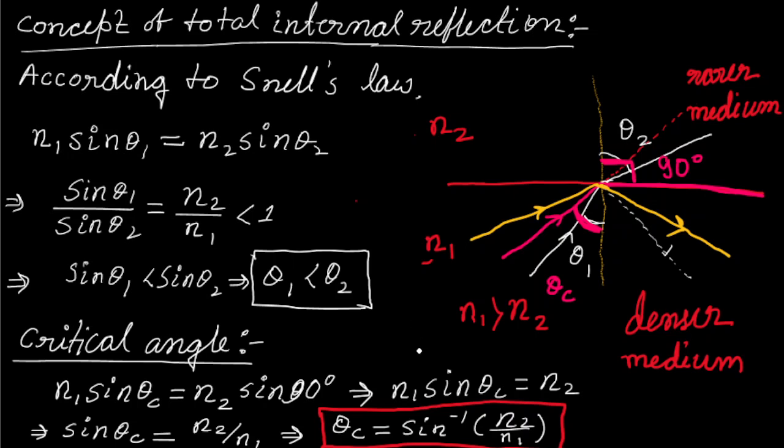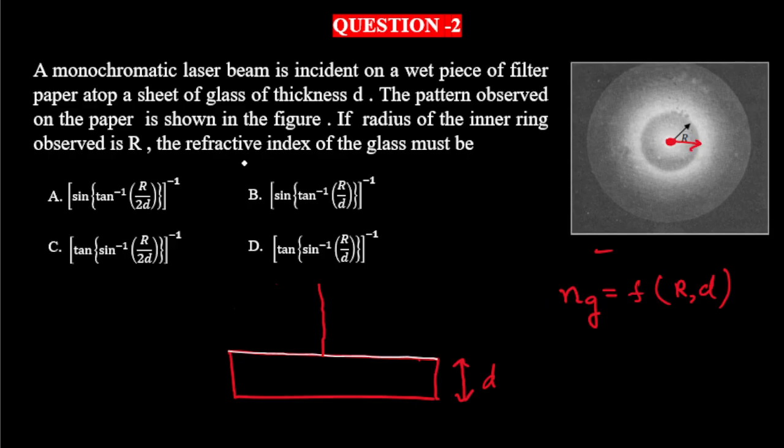So to solve this problem, we have to remember these two conditions, the concept of total internal reflection, when total internal reflection will take place, and what the value of the critical angle is at an interface of two media. Okay, then let's try to understand how this concept of total internal reflection will create the pattern that is given in the question.